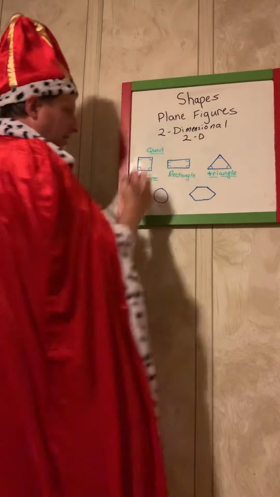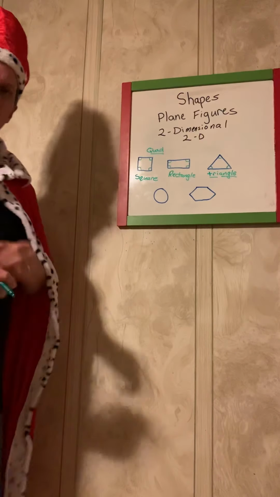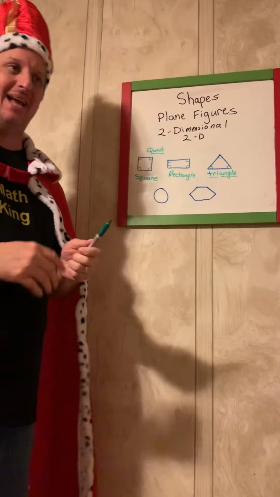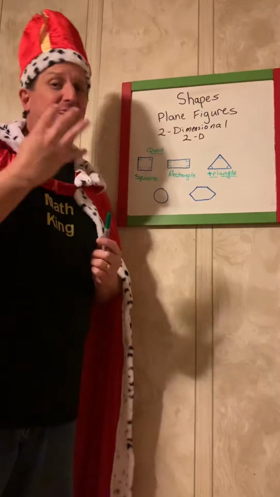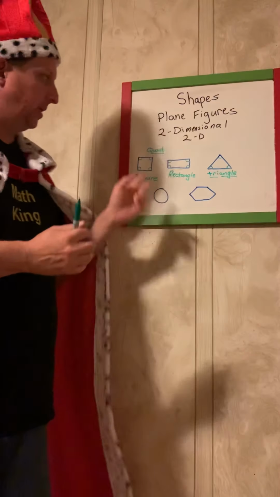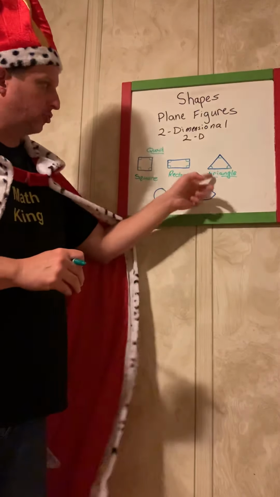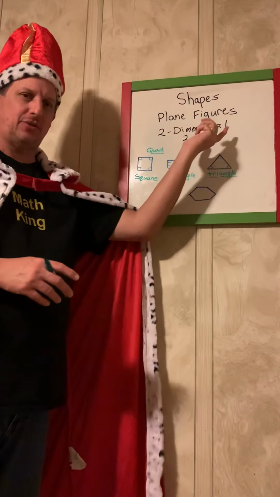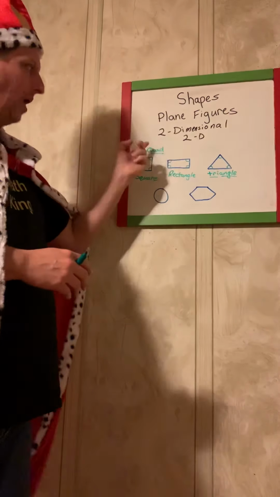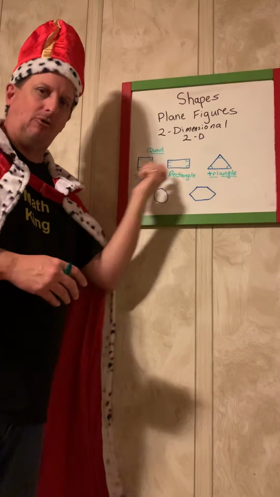Quad meaning 4. If you've ever heard of the bikes that people ride sometimes out on trails or in the woods, they're called quads. That's because they have 4 tires on them. Quad meaning 4. Tri meaning 3. Okay? So a triangle has 3 sides and 3 angles. Quadrilaterals have 4 sides and 4 angles.